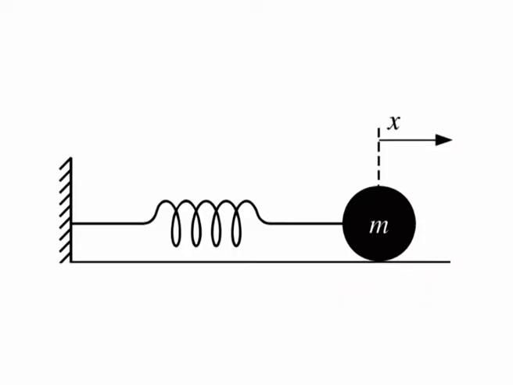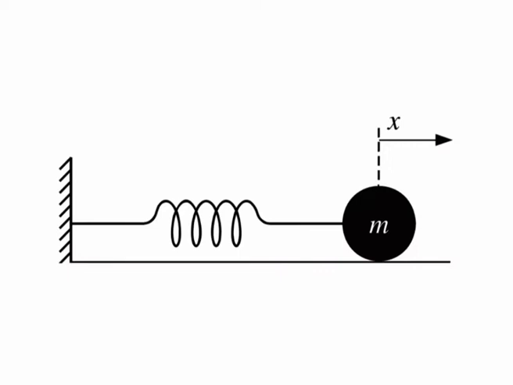Mass on a horizontal spring. Our first example of a simple harmonic oscillator is a mass on a horizontal spring, as shown in this figure. The mass is attached to one end of the spring, while the other end is held fixed. The equilibrium position corresponds to the unstretched length of the spring, and x is the displacement of the mass from the equilibrium position along the x-axis.